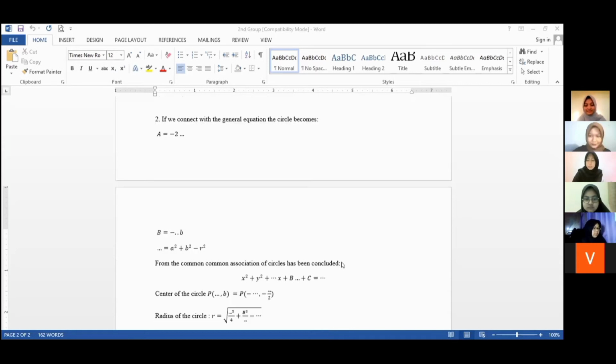Number 2, if we connect with the general equation, the circle's common equation has been concluded. Center of the circle, P(a, b) equals P(minus A per 2, minus B per 2). Radius of the circle, r equals the root of A squared per 4 plus B squared per 4 minus C. Good job, Fitriani and Siska.